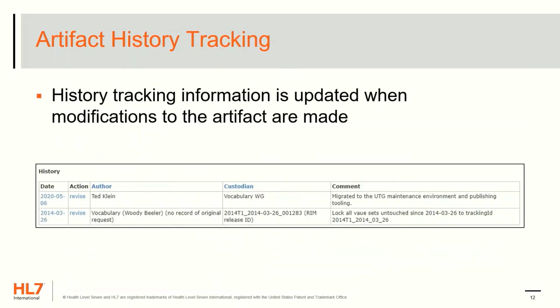The last section of a rendered artifact is the history tracking information. History tracking entries are added each time an artifact is updated using the unified terminology governance process. This can be useful for tracking changes to an artifact over time. We're looking into mining older history from the former publication process, and that might be added in the future as well. So that covers the three main sections when viewing code systems and value sets on the terminology web pages, as well as how to navigate the terminology site.